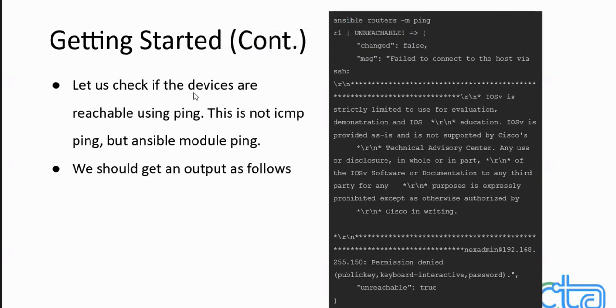Yeah, let us check if the devices are reachable using ping. It's not ICMP ping, but it's an Ansible module ping. We should get an output as follows. So you simply say ansible routers -m ping. We got this message as expected, right?